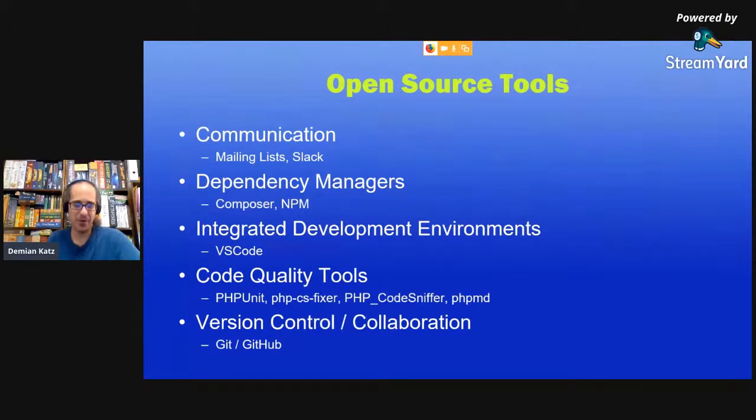And so, for example, in VuFind, we have mailing lists. We use Slack for real-time communication. Another tool that's important to understand is dependency managers, which are tools that download multiple open source packages and make them available.